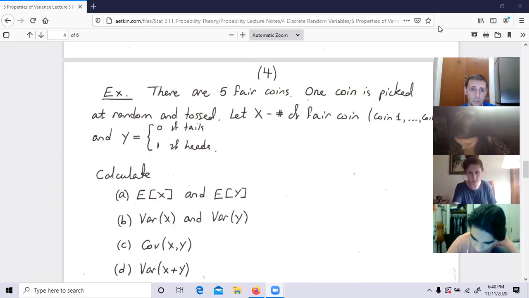Okay, you say for X it's 3. And the expected value of Y is 1/2. Yeah.